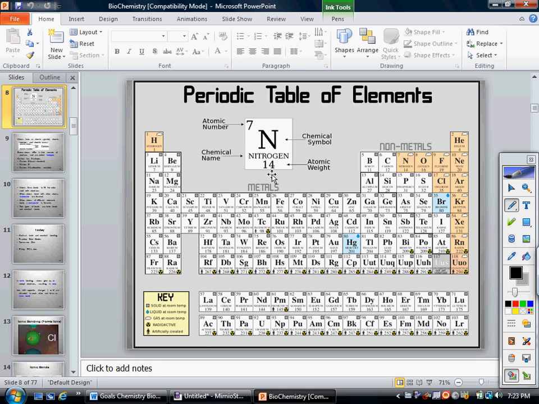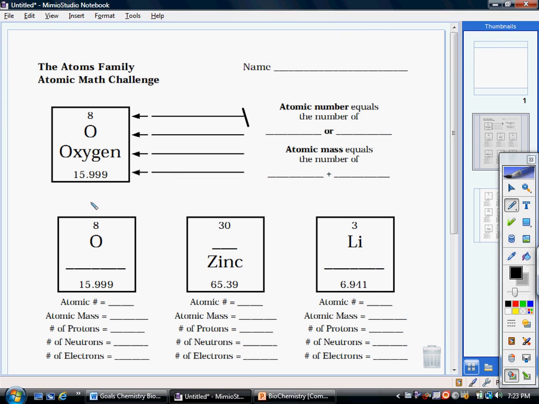Some of these periodic tables will show the atomic weight or the atomic mass, which is the number of protons plus neutrons, as a whole number, and other times you'll see it as a fraction. This example shows that oxygen has an atomic weight of 15.999. Then here we have the atomic number of 8. So the atomic number is simply the number of protons.